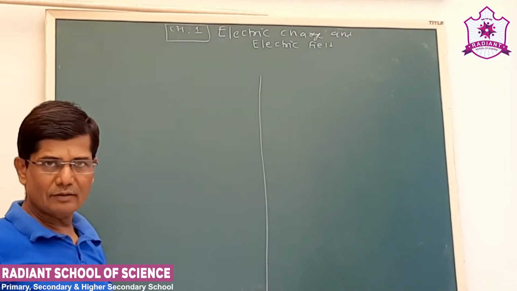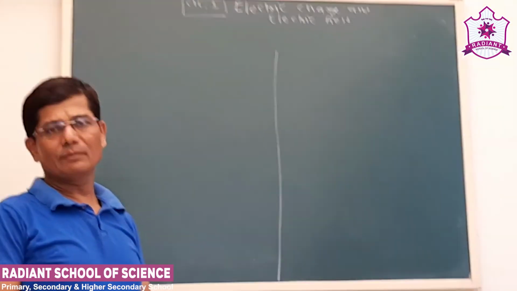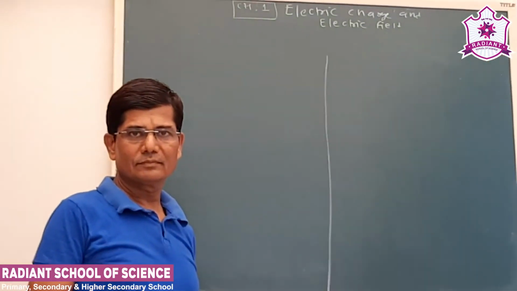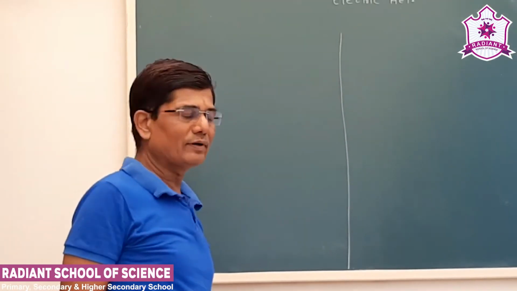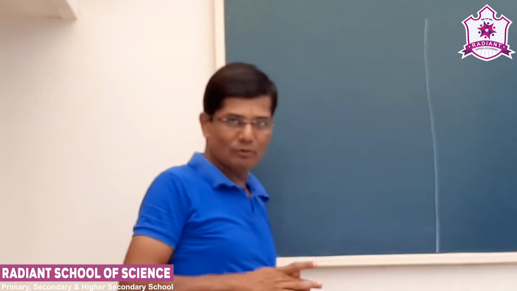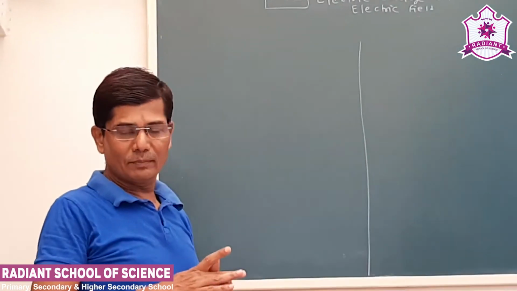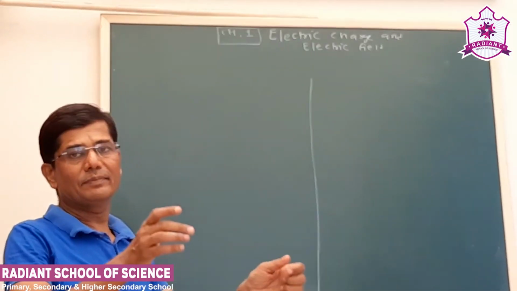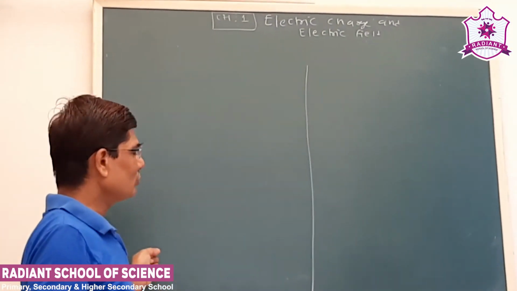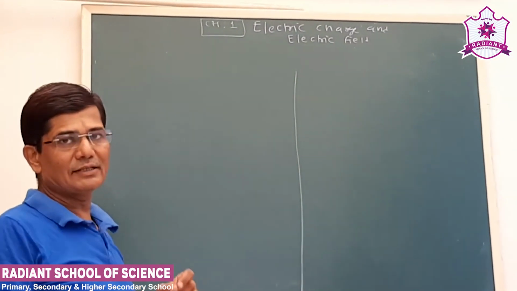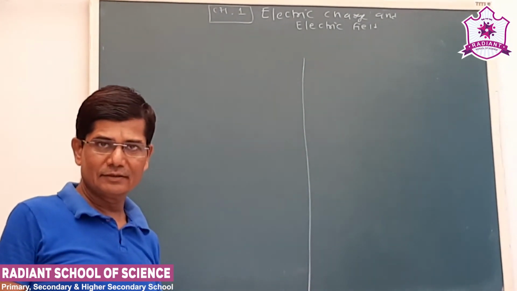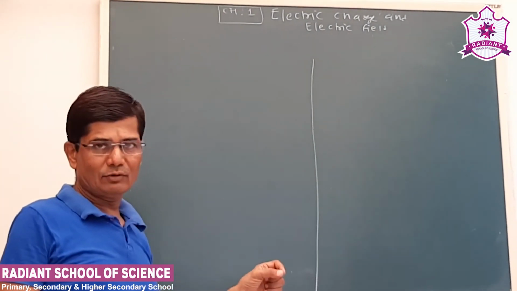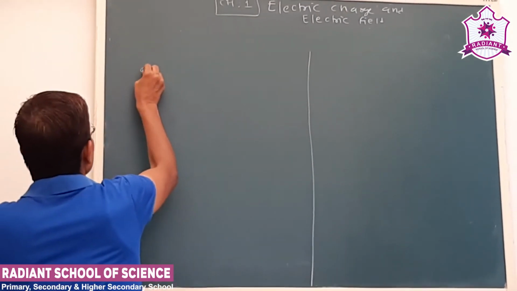So far we have studied the basics of electric charge, then Coulomb's force in scalar form, then the vector form, and the principle of superposition. Today we take some examples. Example 1.1 we have discussed earlier. Example 1.2 we are starting now.